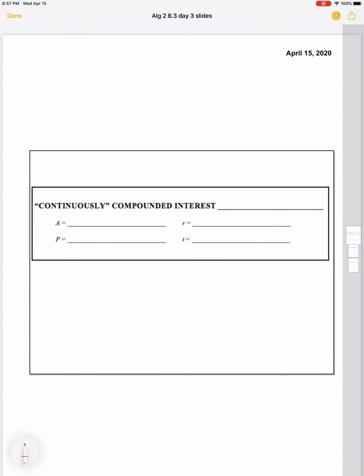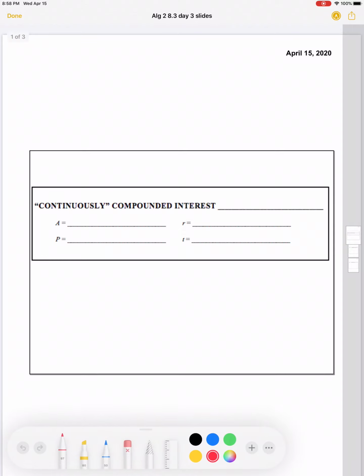All right, hey everyone, on to day 3. So the first two sections of 8.3 were on the number e and how we can graph it. Today we're going to talk about how the number e is used in exponential growth.